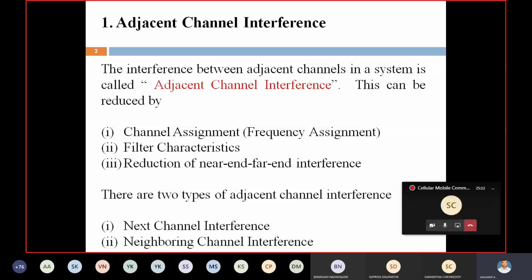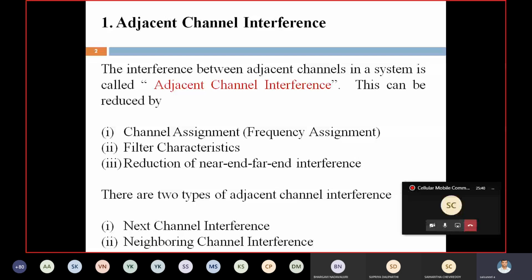The second one is filter characteristics: the different types of filters we can use to reduce this adjacent channel interference. Next one is reduction of near and far end interference. We discuss in later slides what is meant by near and far end interference. So there are 3 methods to reduce adjacent channel interference: proper channel assignment or frequency assignment, filter characteristics, and reduction of near and far end interference.